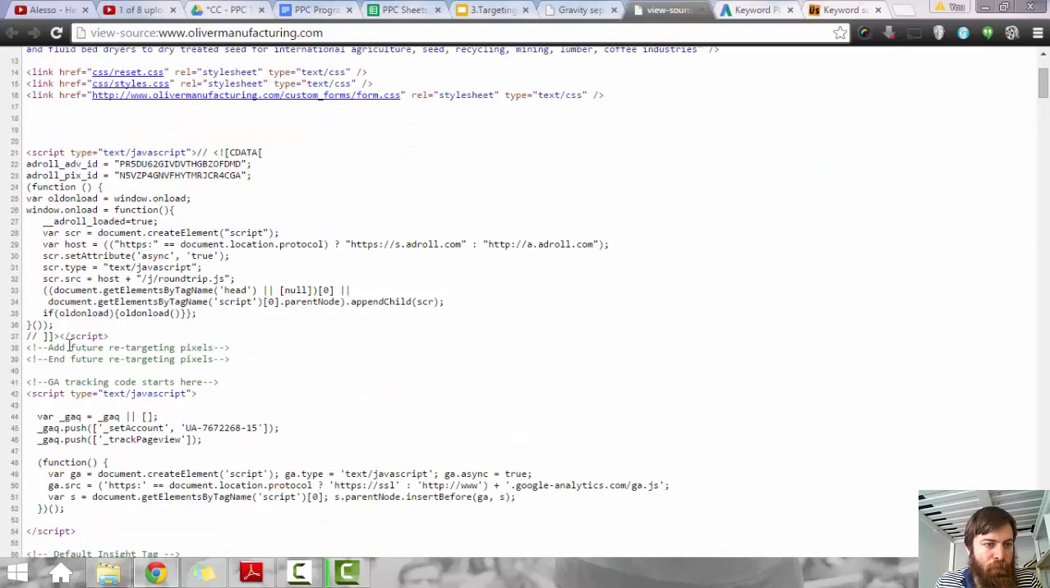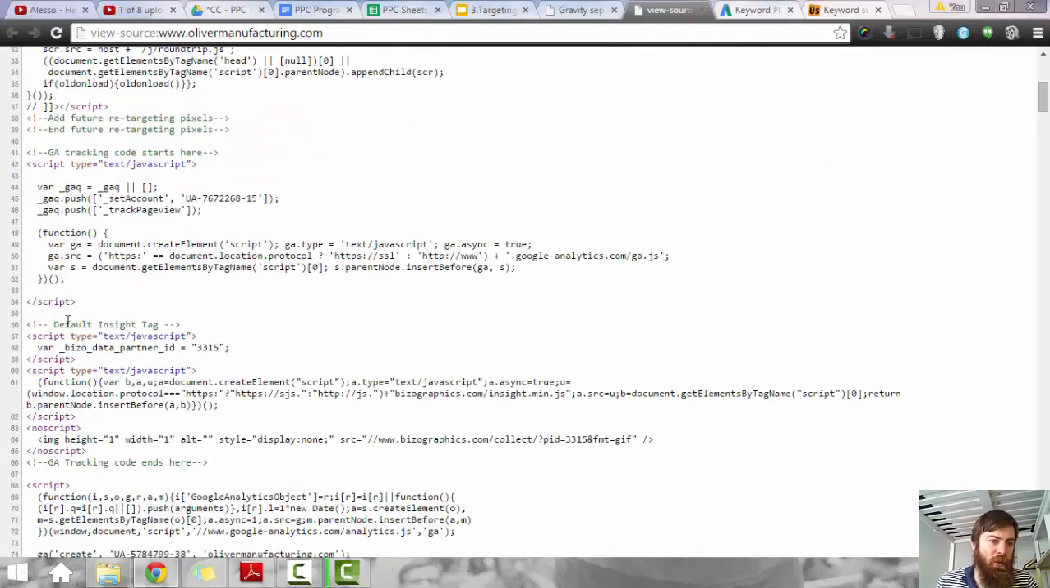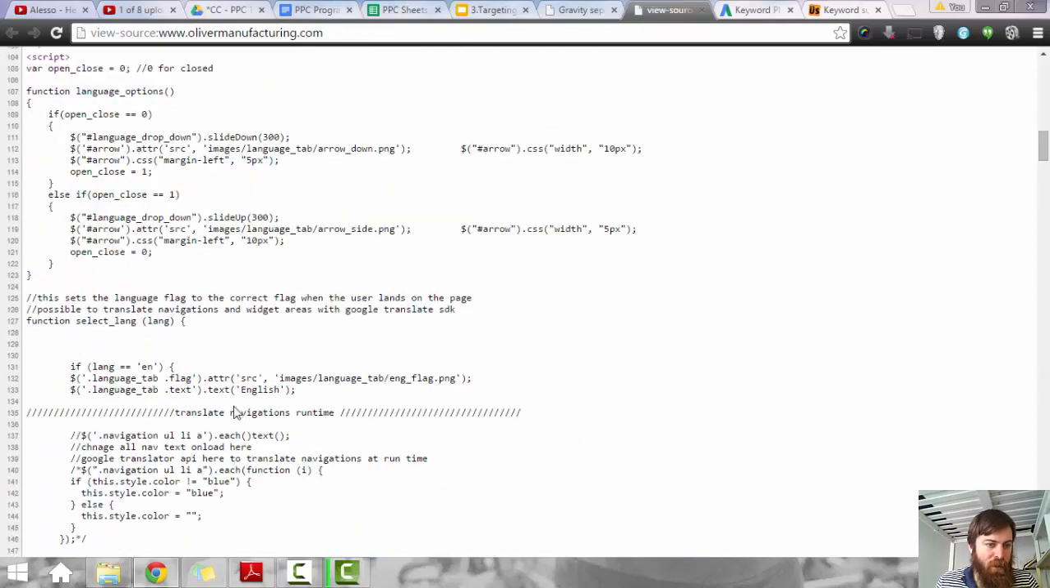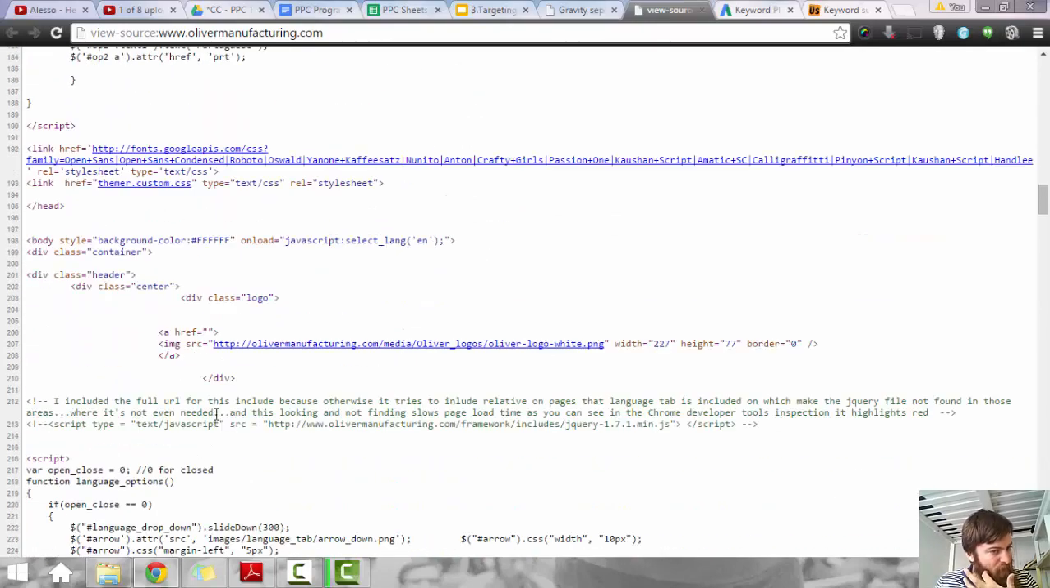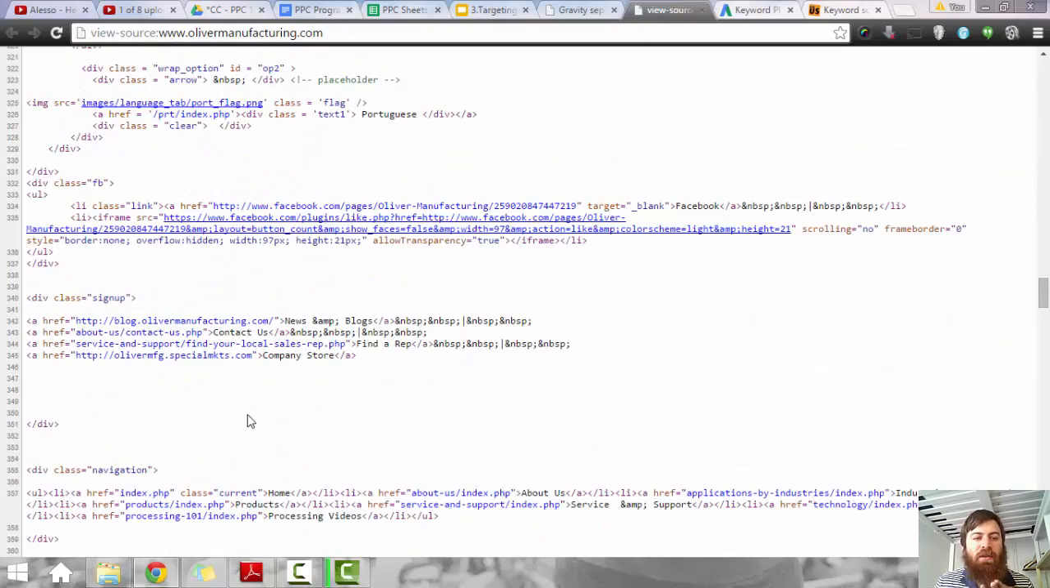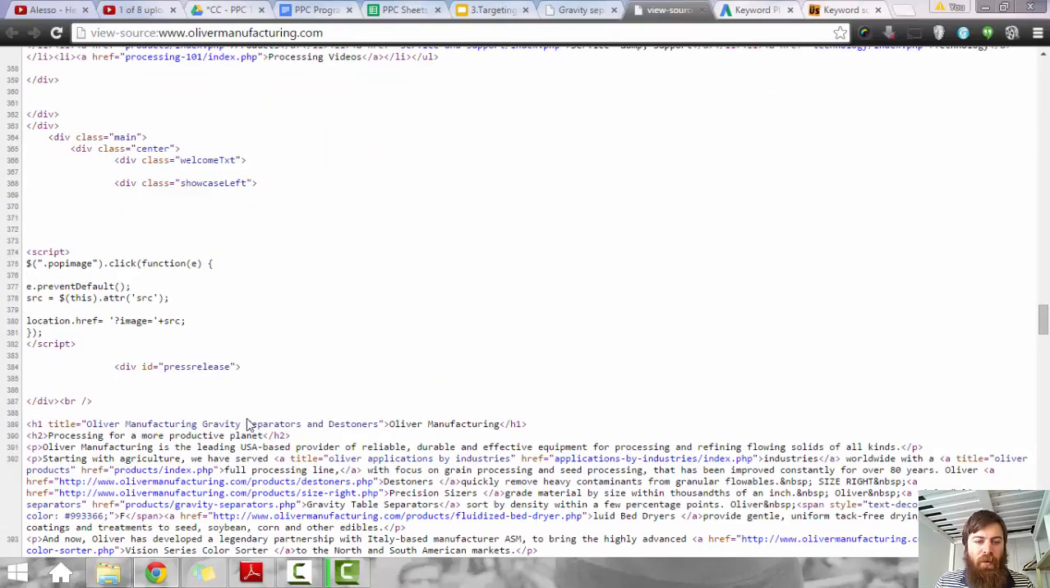They're using AdRoll. They're also using Google Analytics. Bezo, which is another type of retargeting platform. So you can actually learn a lot by going into view source and figuring out what people are doing.